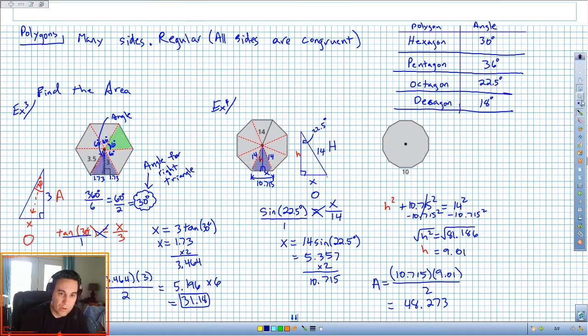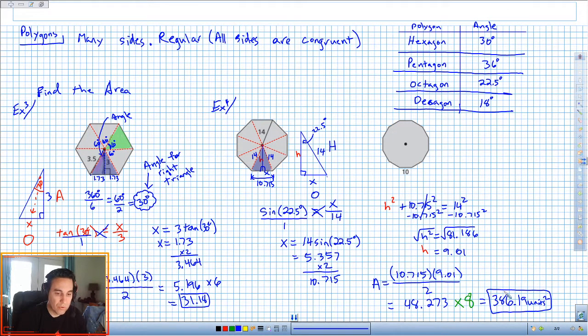Well, how many of those triangles do we have? We have 8 of those triangles. So times it by 8. Don't round it until the very end on your calculator. And you are left with 386.19 when I round it at the end. And I don't have any units, so units squared. 386.19 units squared.